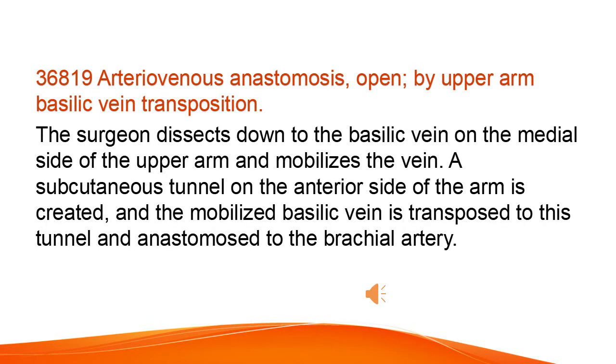Arteriovenous anastomosis, open, by upper arm basilic vein transposition. The surgeon dissects down to the basilic vein on the medial side of the upper arm and mobilizes the vein. A subcutaneous tunnel on the anterior side of the arm is created, and the mobilized basilic vein is transposed to this tunnel and anastomosed to the brachial artery.